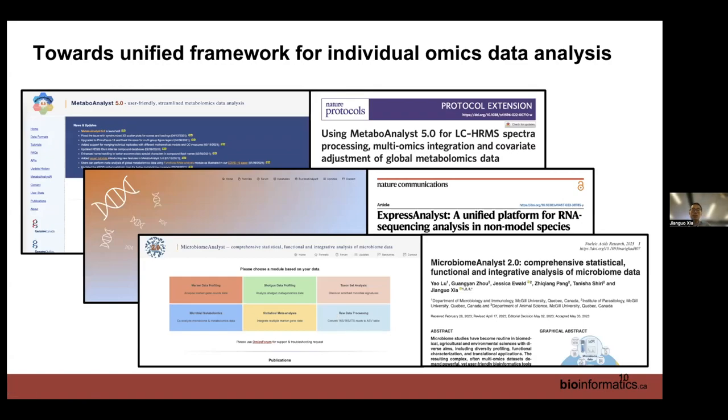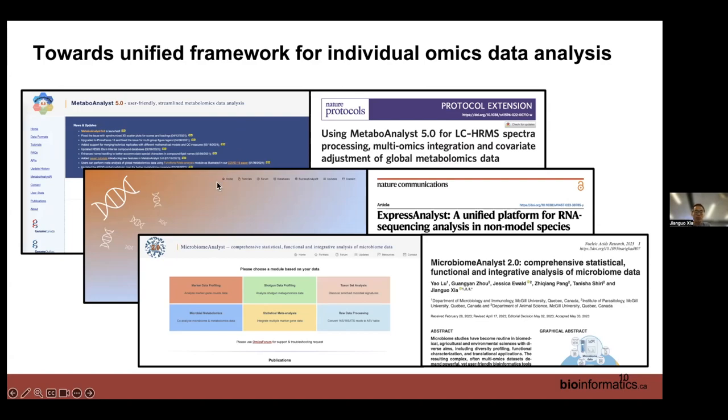So we realized the challenges of analyzing different data. Starting with metabolomics, MetaboAnalyst, which I built during my PhD and continue to upgrade and maintain, is getting very popular. But there are also other tools we continue to update.